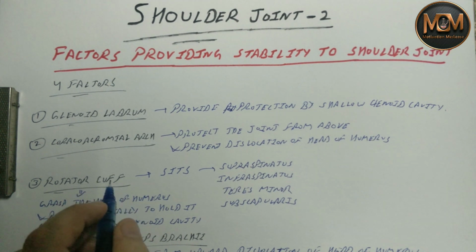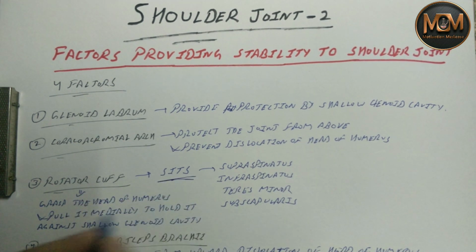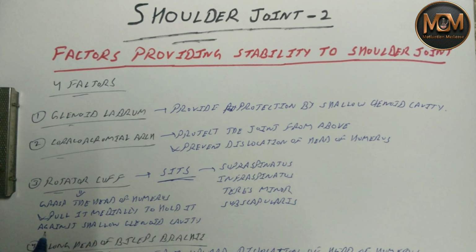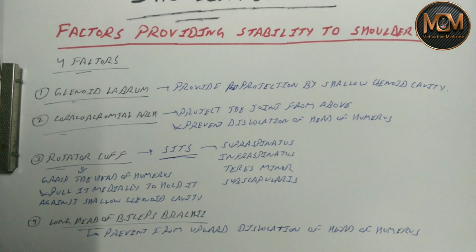The third one is the rotator cuff. It is acting like a cuff. It is formed by the four muscles. It helps in grasping the head of humerus and pulling it medially to hold it against the shallow glenoid cavity, and it also provides joint movement, rotation of the joint. And the last one is the long head of biceps brachii, which helps prevent upward dislocation of the head of humerus. So that's it for this video.